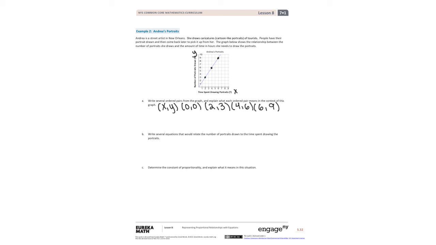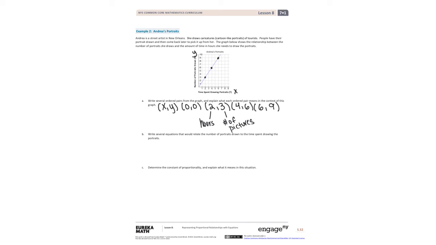Now let's explain what our ordered pairs mean. Let's look at 2, 3. So 2 and 3 is the ordered pair we're going to label. 3 is the number of pictures, and 2 is the number of hours.